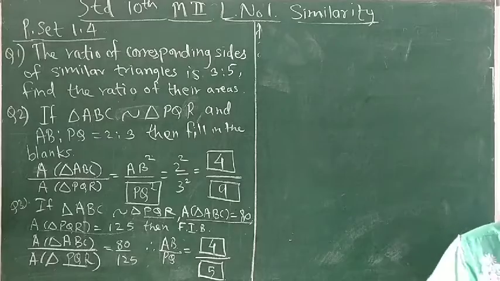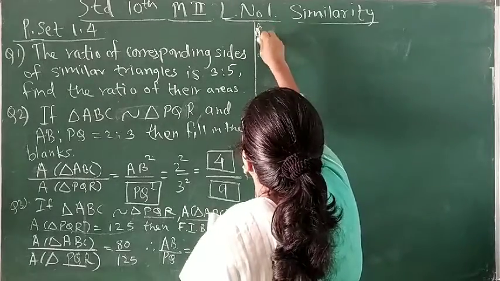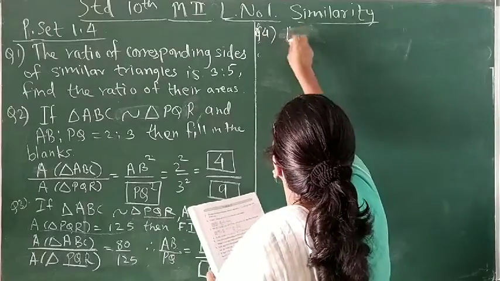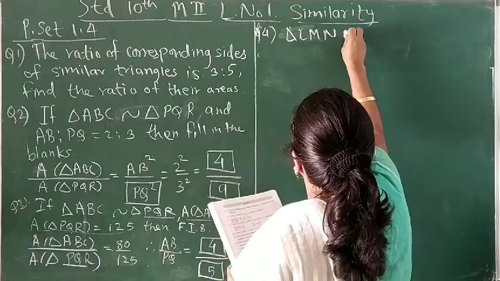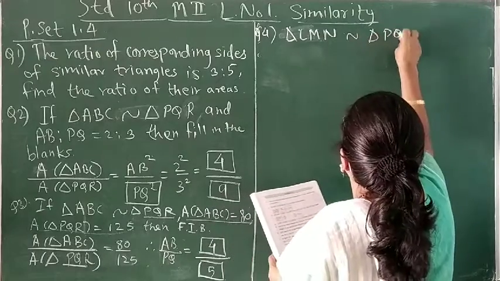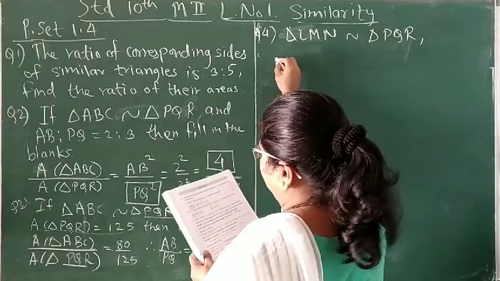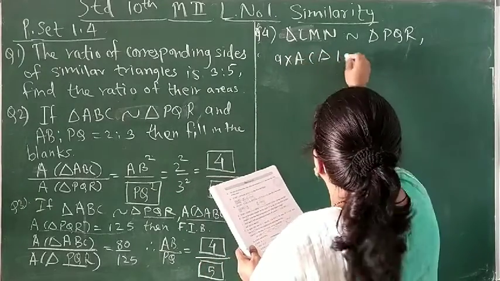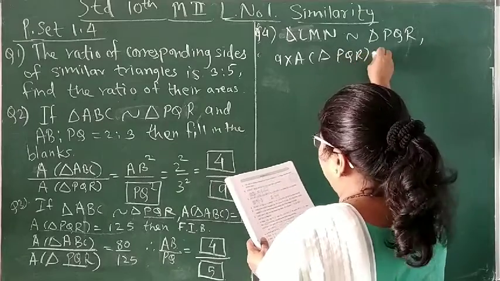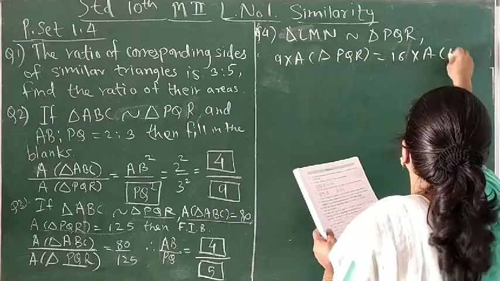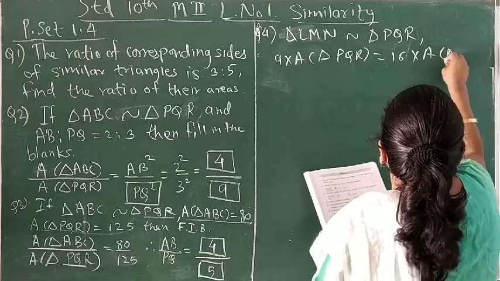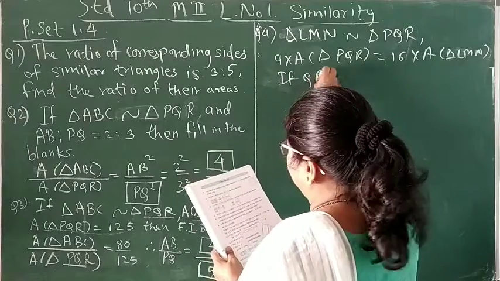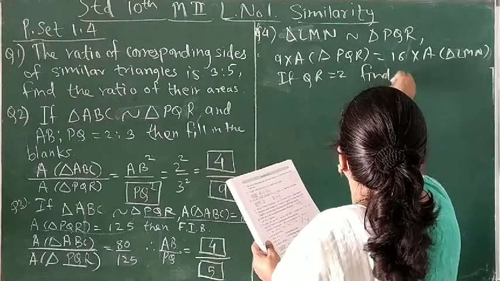In question number 4, it is similar to this. Now question number 4 tells us, oh sorry, it's triangle LMN, it's similar to triangle PQR. And it's given that 9 times the area of triangle PQR is equal to 16 times the area of triangle LMN. This is given in a different way. And now if QR is 20, we have to find MN.